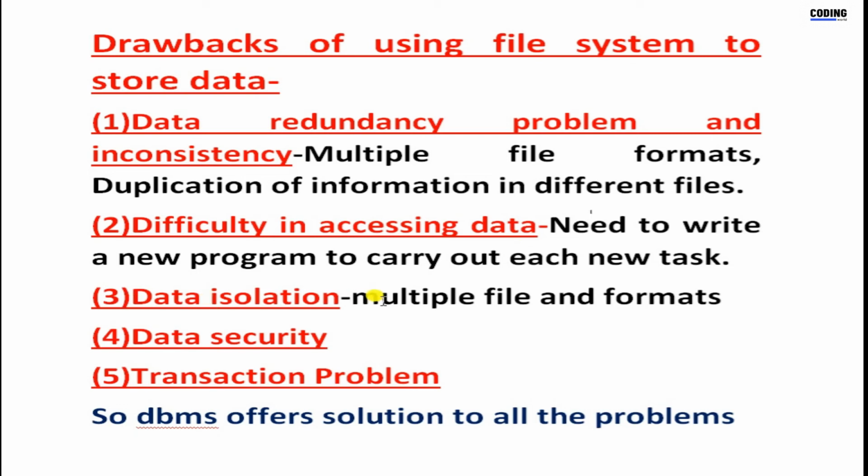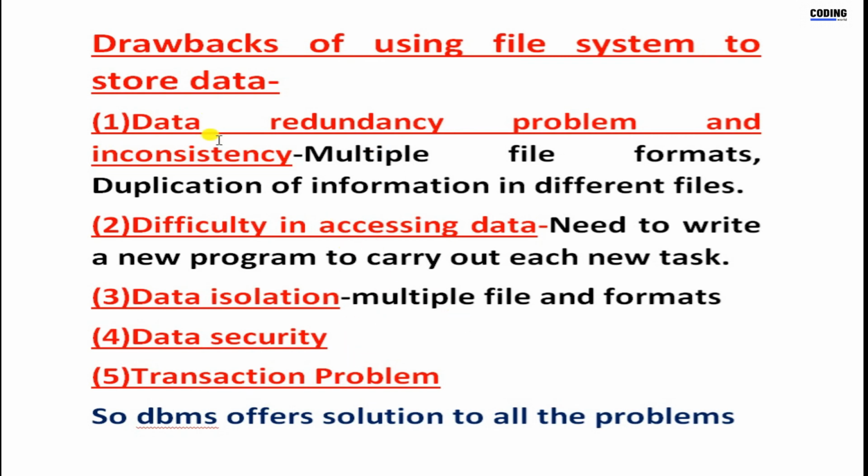The third one is data isolation. It means multiple files and formats. The fourth one is data security. When we are going to access or retrieve data from file system, then there is some security problem. The fifth one is the transaction problem. When we are transferring data from one place to another place, or source to destination, then there is some transaction problem in file system. So these are the drawbacks of file system.